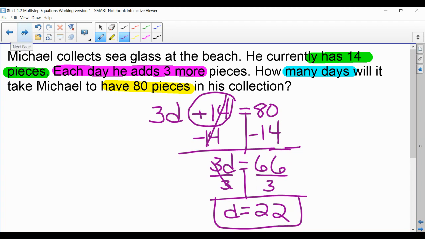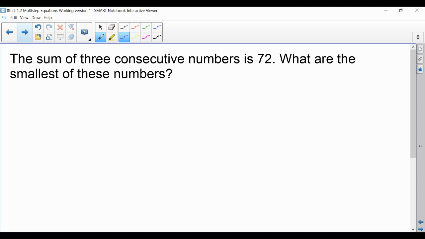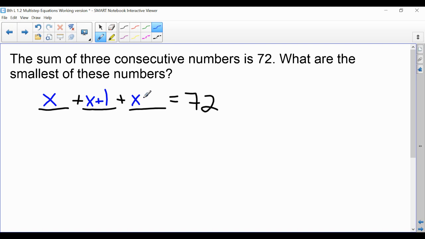And we also looked at consecutive number problems. So this one says the sum of 3 consecutive numbers is 72. What is the smallest of these numbers? So I have 1 number I'm adding, 2 numbers I'm adding, 3 numbers I'm adding, and I'm getting 72. So I start with x. They're consecutive numbers, so I add 1 more each time. So we have x plus 1 plus x plus 2. So I have 1, 2, 3 x's here plus 3 equals 72.